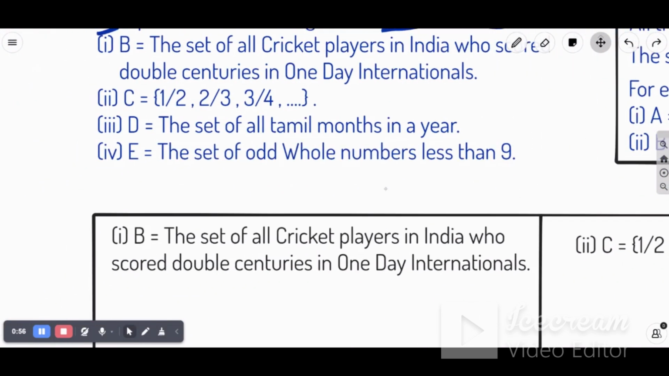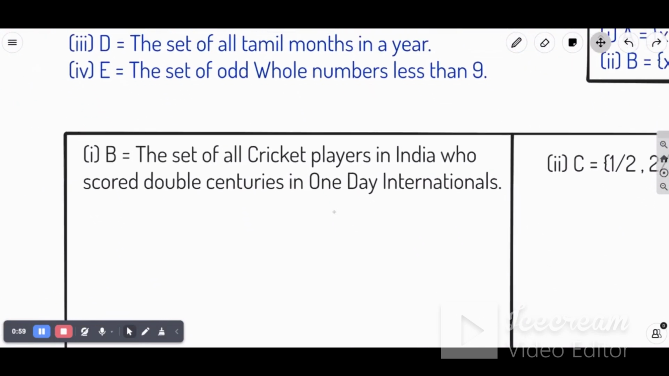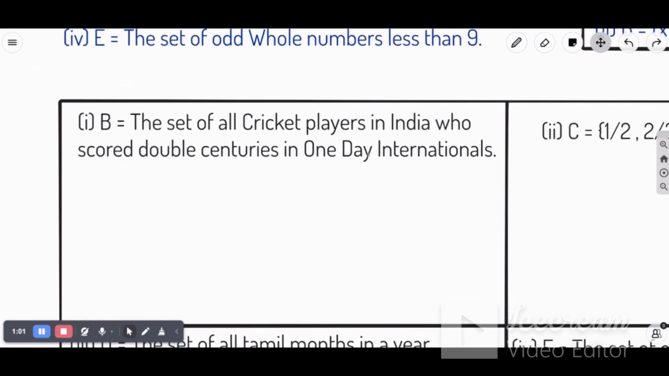Our first question is B is equal to set of all cricket players in India who scored double centuries in one day international. Our main concentration will be on the first term, cricket players in India. All other terms you can write as such. So first let us start our set. Set B, you are going to build the set such that we have to open the bracket symbol first. Let us take x, you can use y also.